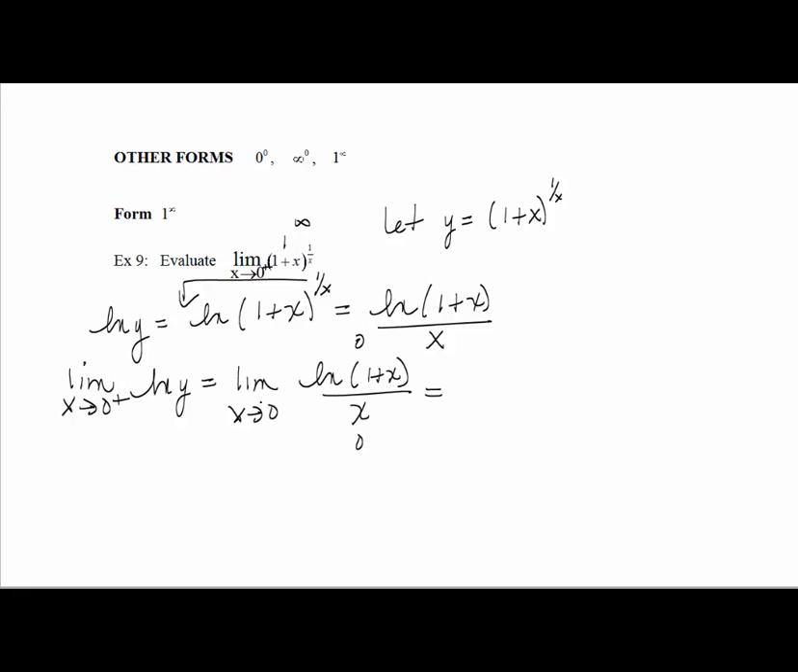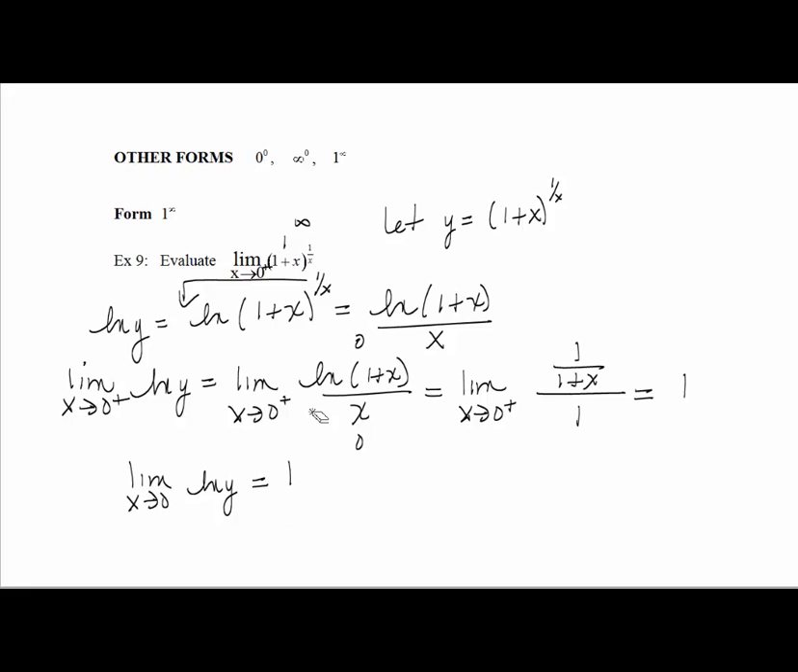And again, we are approaching from the right here. So I'm going to take the derivative of the numerator and the denominator. The derivative of the natural log of 1 plus x is 1 over 1 plus x. The derivative of x is 1. When I substitute 0 in, I get 1. Now the problem here is that 1 is not the answer because I did not find the limit of the original function. I found the limit of the natural log of that function. So the limit as x approaches 0 of the natural log of y is equal to 1.